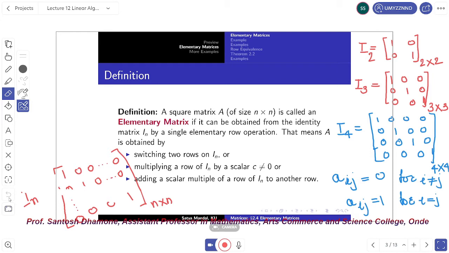A square matrix A is called an elementary matrix if it can be obtained from the identity matrix In by a single elementary row operation. That means A is obtained by switching two rows of In. Suppose this is I3, the identity matrix of order 3 by 3: [1 0 0; 0 1 0; 0 0 1].